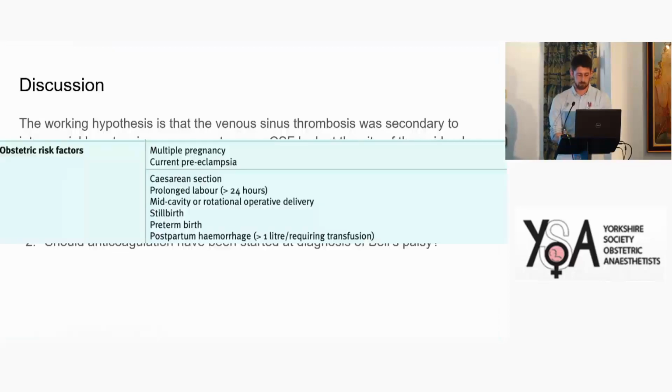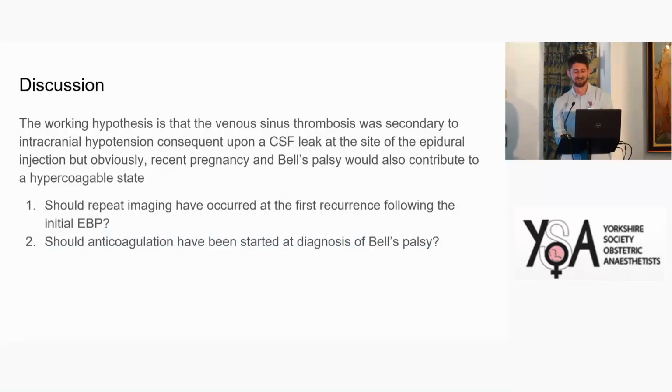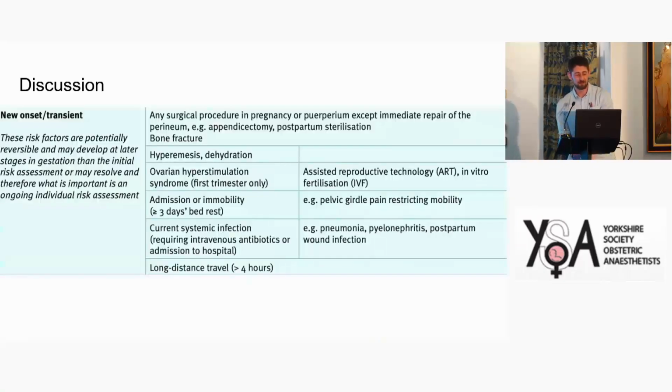In terms of obstetric risk factors, I had to check this one, but I think rotational operative delivery is forceps delivery. You can check with any obstetricians in the room. But yeah, so they went in and they rotated, is my understanding of that. And then there was the new onset was transient symptoms. The only one that's kind of up for debate there is the current systemic infection, although she did not require IV antibiotics or admission to hospital.